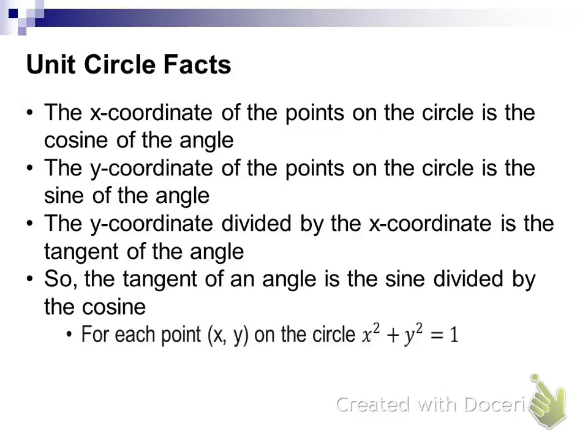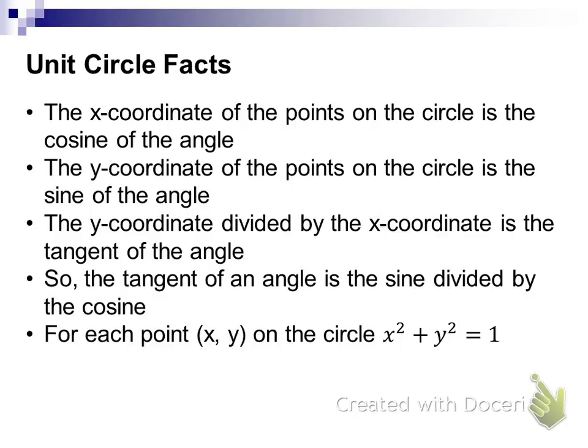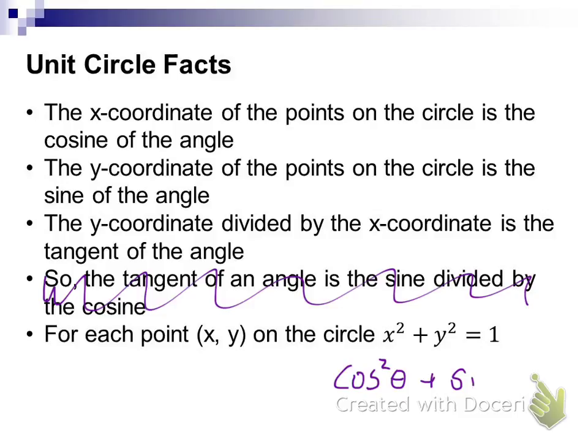We've already got that. And for each point x, y on the circle, we kind of incorporated this last point in with the previous one, sine divided by cosine. For each point x, y on the unit circle, x squared plus y squared equals 1. Right? That's the equation of the unit circle. So if we make our substitutions, what is x equal to? X is the cosine of the angle theta. So this would be cosine of theta squared plus the sine of theta squared equals 1.